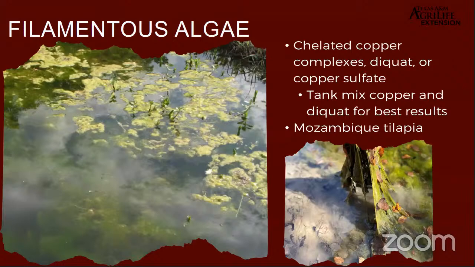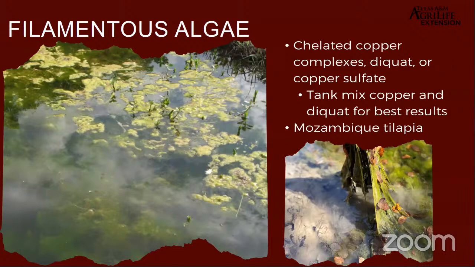And so in terms of control, chelated copper complexes or copper sulfate are effective. However, they will only kill certain species of filamentous algae. There are hundreds of species, and they will kill most of them but not all of them. And so if you're constantly treating with copper year after year, you're constantly selecting for these certain species to be able to thrive. And so in a couple of years, you're going to have a really hard algae to kill.